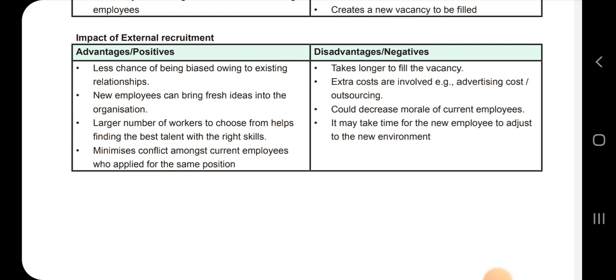Extra costs are involved. Advertising costs and outsourcing could decrease morale of current employees. It may take time for new employees to adjust to the new environment. Outsourcing is when you want to hire, but because of the stress of finding the right people, you use a recruitment agency. You pay them to find you a person to fill a position in your company.